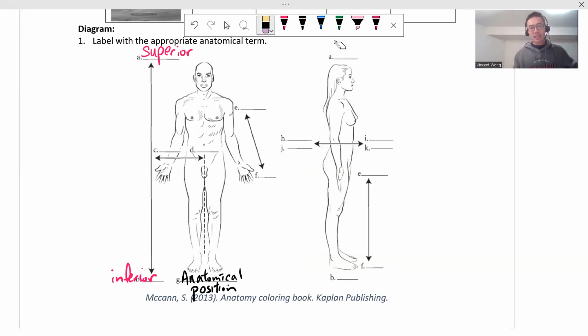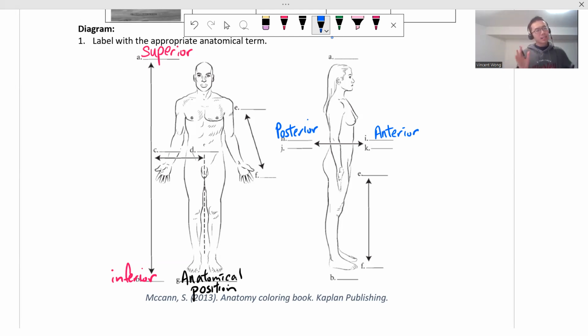All right, this is the person looking at it from the side. So we have things that are in front. In front is called anterior. What's the opposite of anterior? What about the back? Anybody know? Opposite of anterior. Yep, posterior.